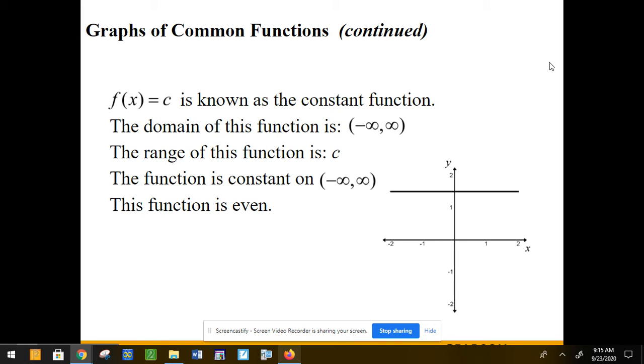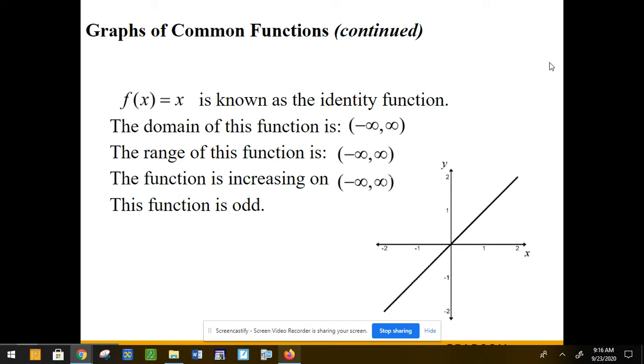f of x equals c is going to be a horizontal line through whatever c is. The domain of that function is all real numbers because it goes left and right forever. The range is just c, right? It's just a number. The y value will never change on that. And then the function is constant, right? It's not increasing or decreasing. And the function would be considered even. You think back to a couple lessons ago when we talked about even and odd functions. This is an even function.